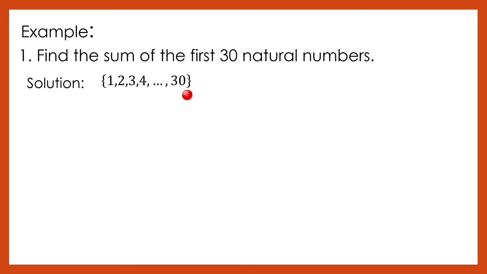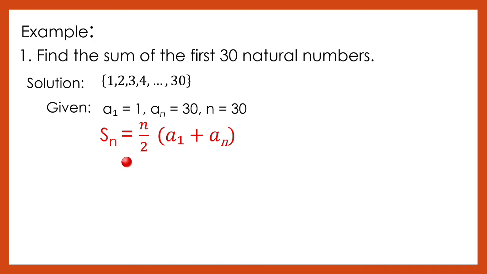Then, let's write the given. Ang ating first term, a sub 1 is 1. And then, ang ating a sub n or yung last term is 30. The number of terms is equal to 30. So, ang a sub n natin is given, kaya ang gagamitin nating formula is the first formula, which is S sub n equals n over 2 times the sum of a sub 1 and a sub n. Let's substitute.